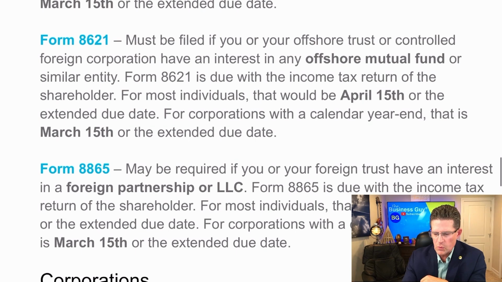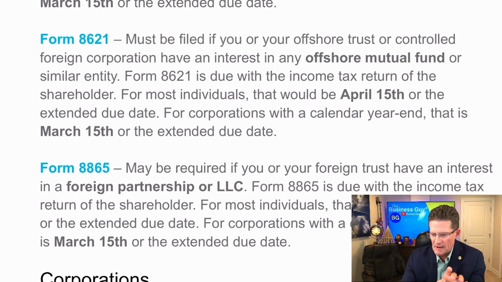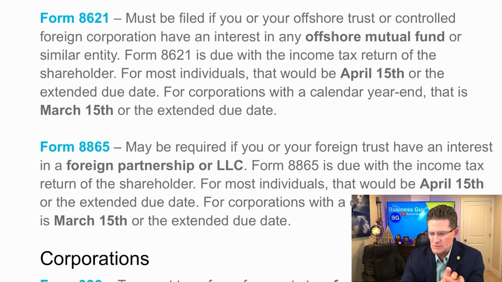Now, Form 8621, as it says, must be filed if you or your offshore trust is a controlled foreign corporation and have an interest in any offshore mutual fund or similar entity. Form 8621 is due with the income tax returns of the shareholder. And again, this is if your offshore trust or controlled foreign corporation has an interest in an offshore mutual fund.